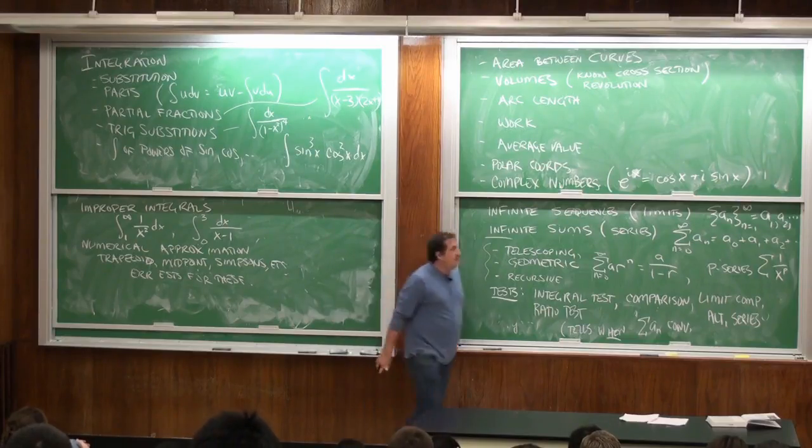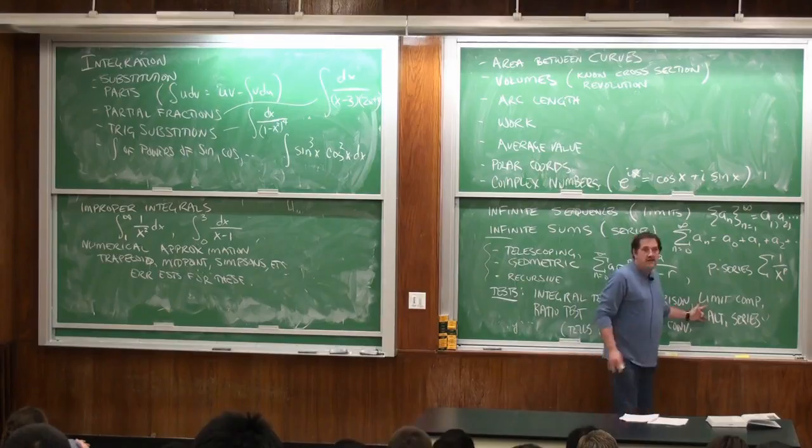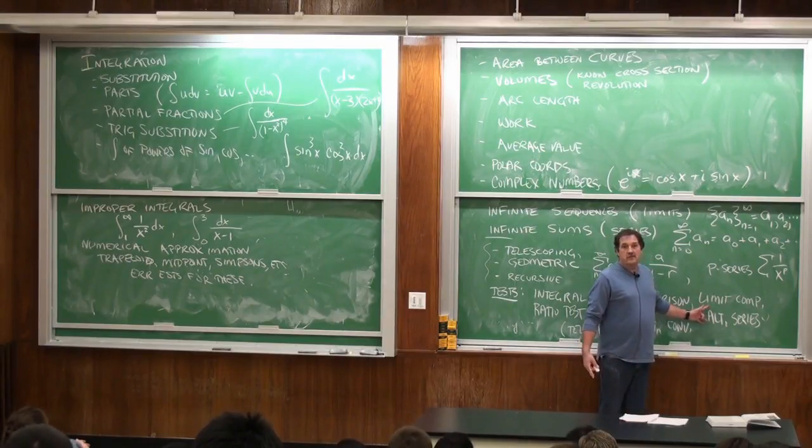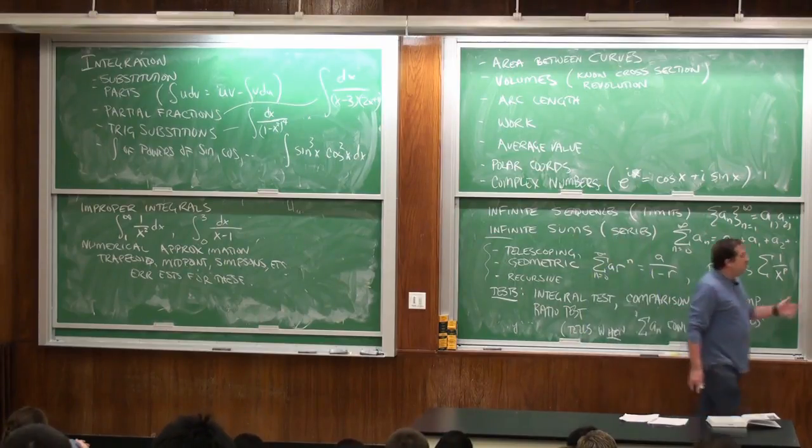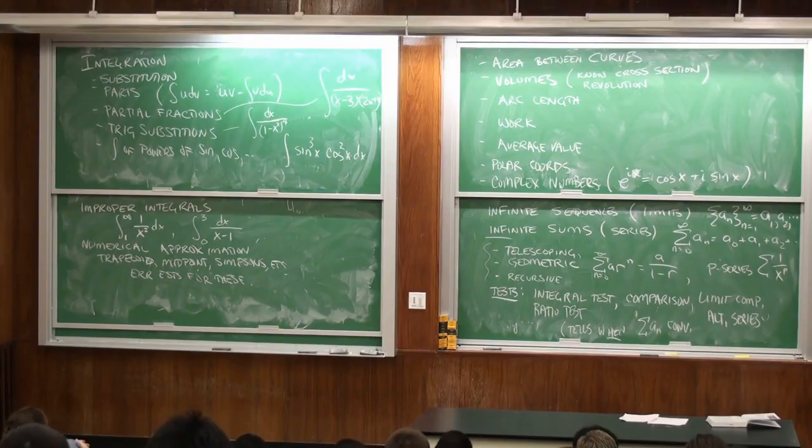On the other hand, the alternating series error is just the next term that you didn't use. That's pretty easy to remember. The error in Taylor series is essentially the next term, it's just not quite at the same place.